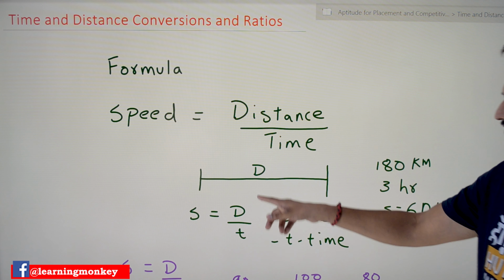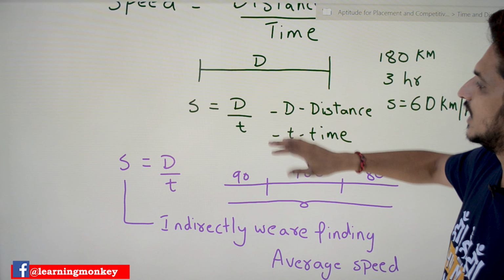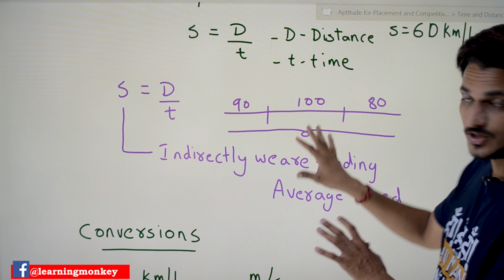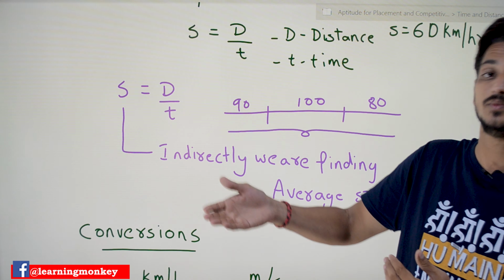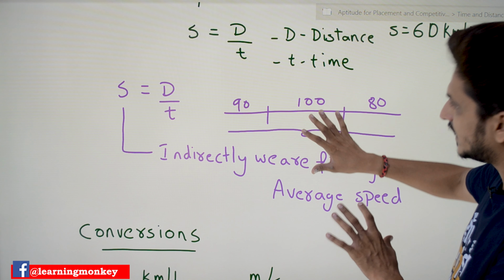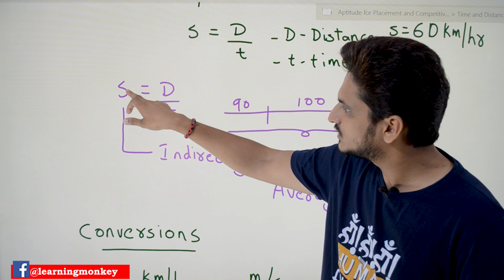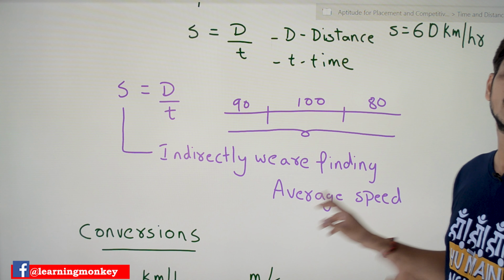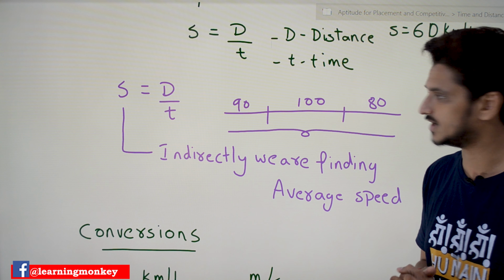So speed is equal to distance by time. This is the basic formula which we already know from our 10th class. Now, this graphical intuition will help you a lot in solving the problems which we discuss in our coming classes. So this understanding is very, very important. Speed is equal to distance by time. The speed which we are finding here, indirectly we are finding average speed. How is it average speed? Let's try to understand this.